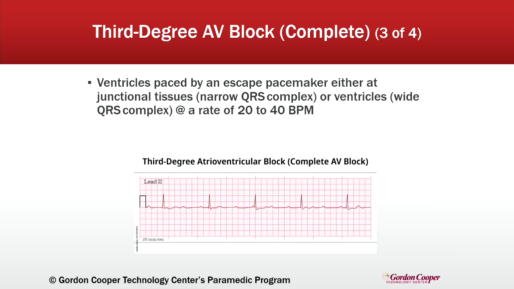So the rate for these escape pacemakers is usually pretty slow, around 20 to 40, which is far too slow to maintain effective circulation in the body. This is why third degree heart block is considered a lethal rhythm if left untreated. It's basically the body's last ditch effort to keep the heartbeat going, but as you can imagine, it's often inadequate to sustain life.